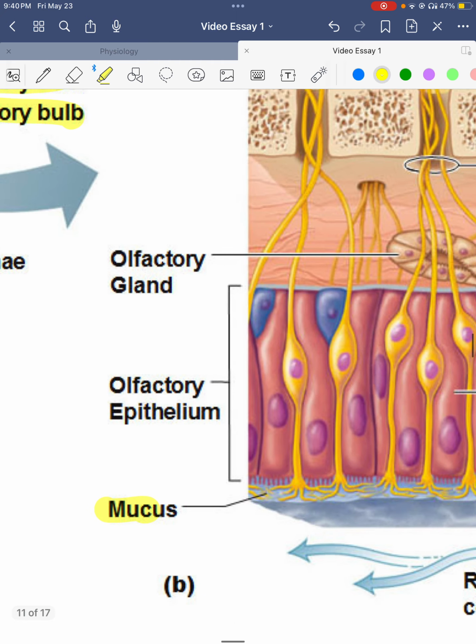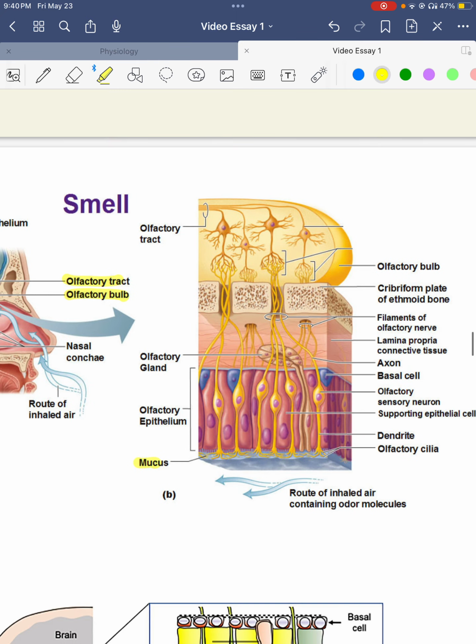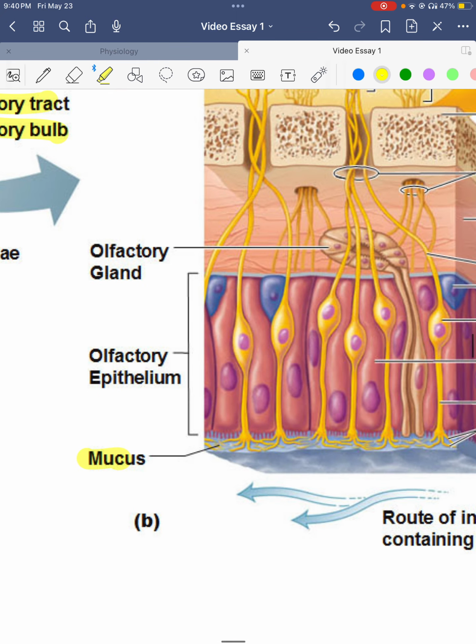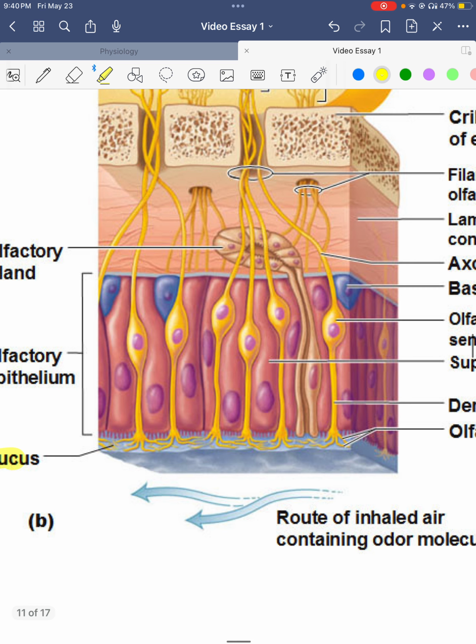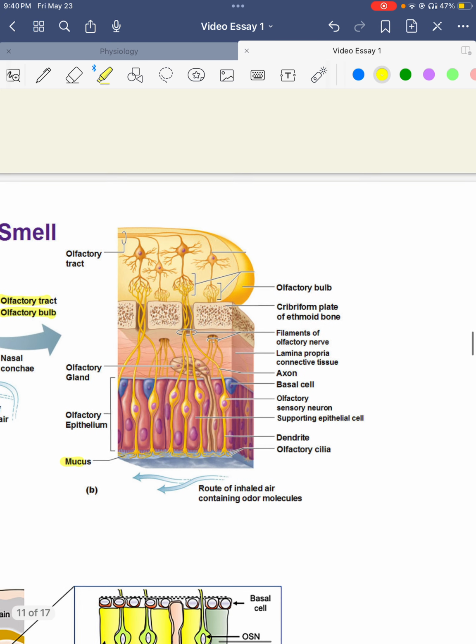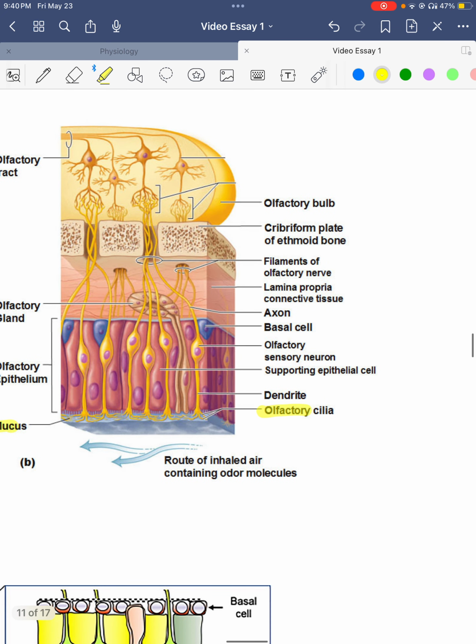So if we zoom in on it over here, we have our mucus lining. So when you inhale, airborne molecules enter your nasal cavity and dissolve into the mucus lining. Then these molecules bind to olfactory receptors located on the cilia of olfactory sensory neurons.